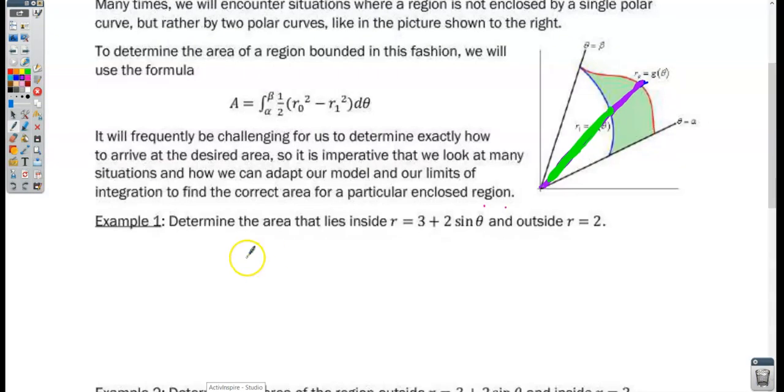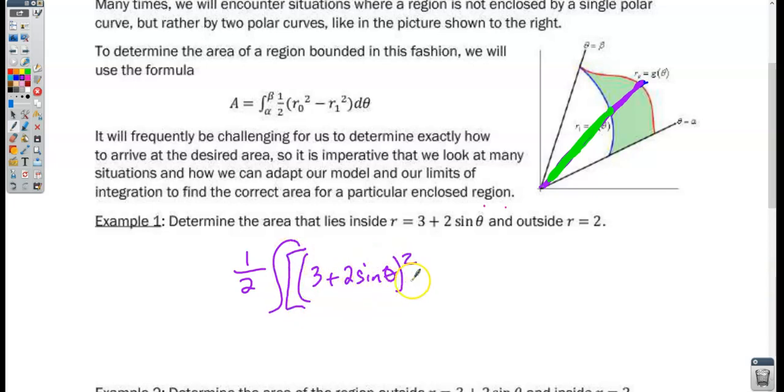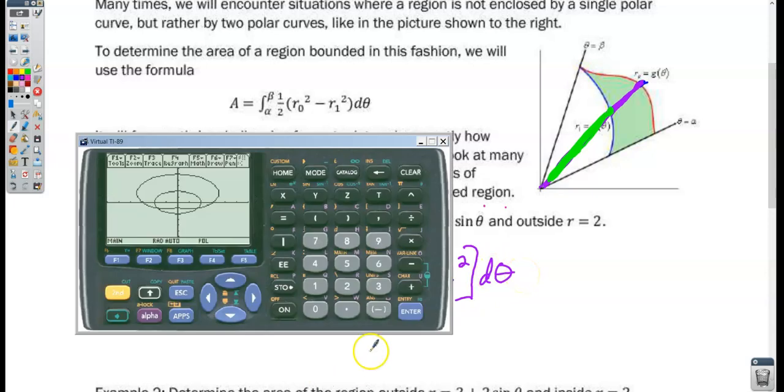So I'm going to have 1/2 times the integral of 3 plus 2 sine of theta, quantity squared, minus 2 squared, all with respect to theta. And now I need my limits of integration.